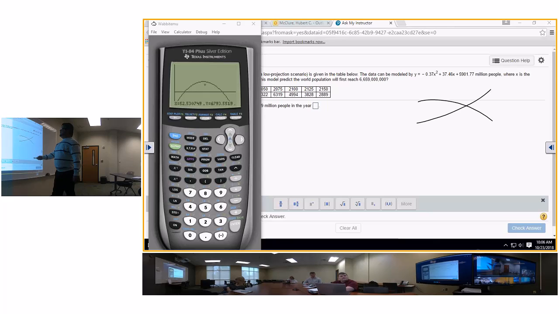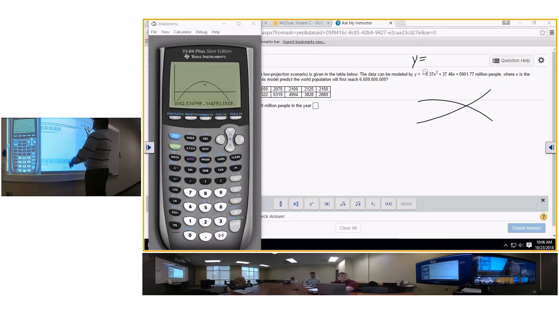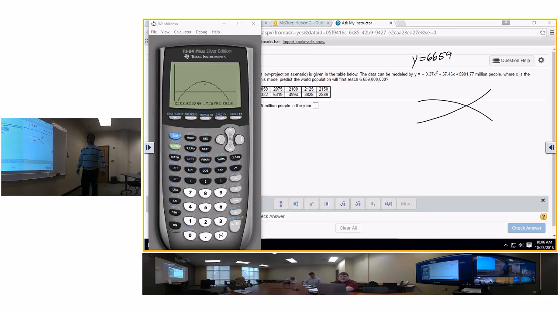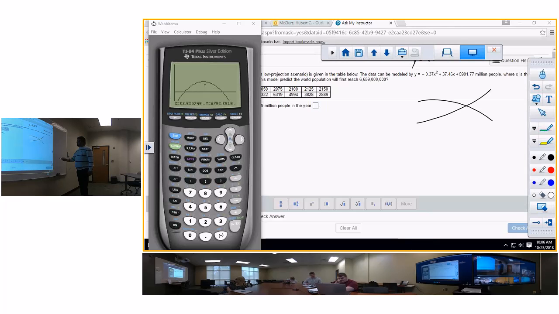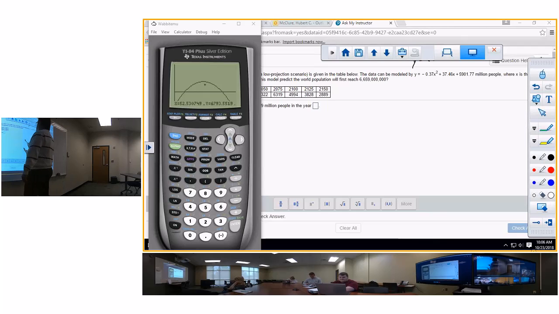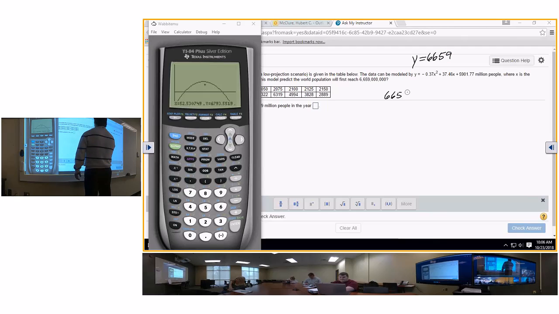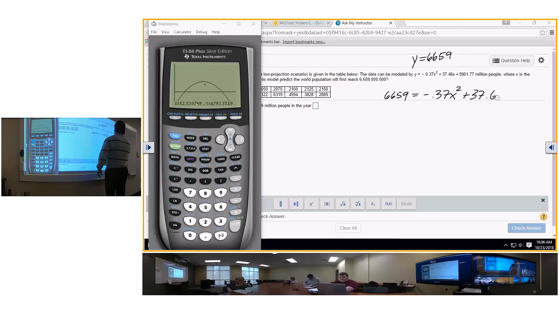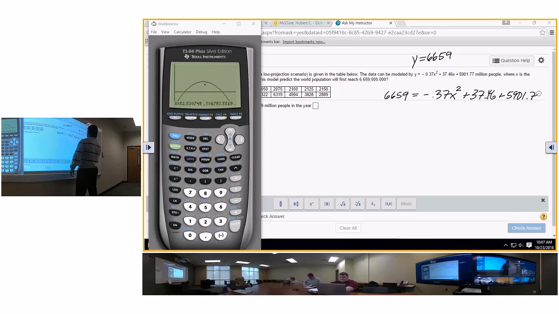So, we've got two equations. Y is equal to 66.59 and y is equal to this. So I'm going to set them what? Equal to. So here we go. 66.59 is equal to negative 0.37 x squared plus 37.46 plus 5901.77.